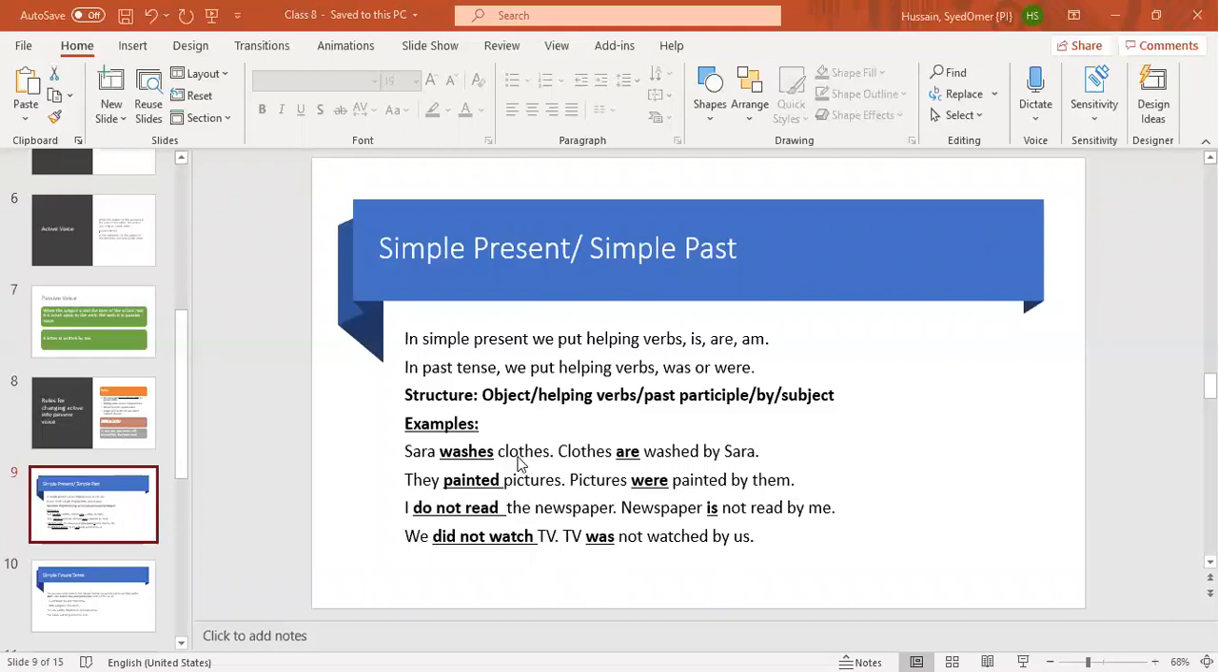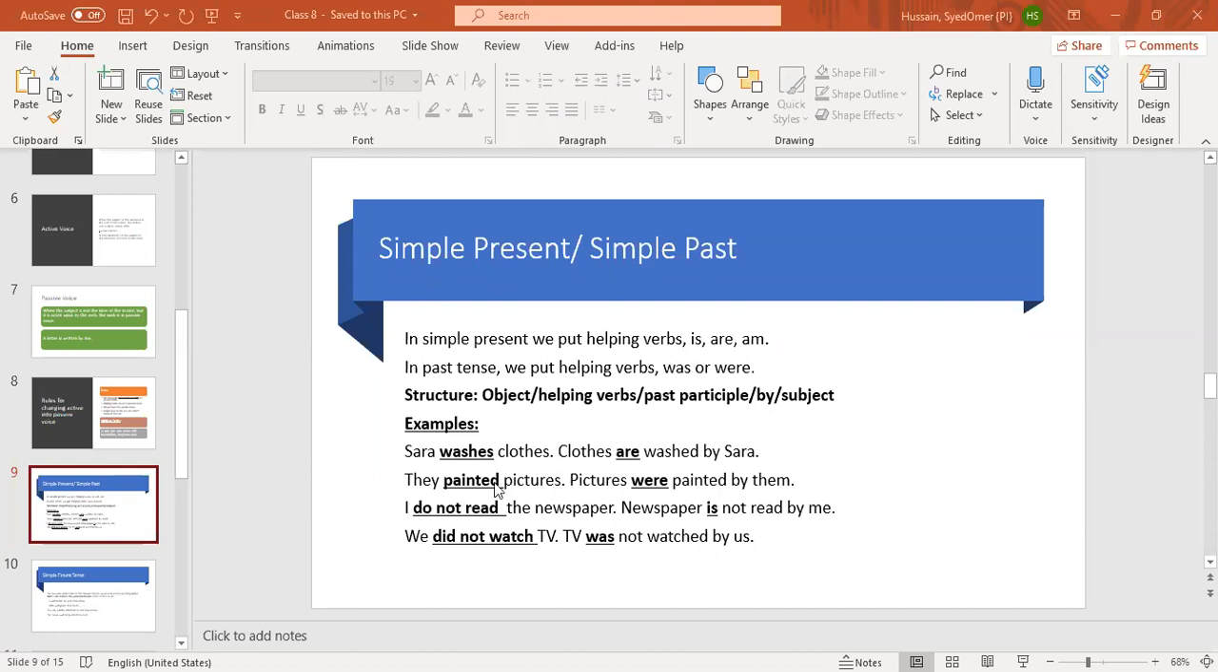Who is washing the clothes? Sarah is washing the clothes. So clothes are washed by Sarah. You have to put the third form of wash, washed. Then you have to put the helping verb. Because it is present tense, you can put either is, are, or am. Clothes is plural, so we are going to put the helping verb are.